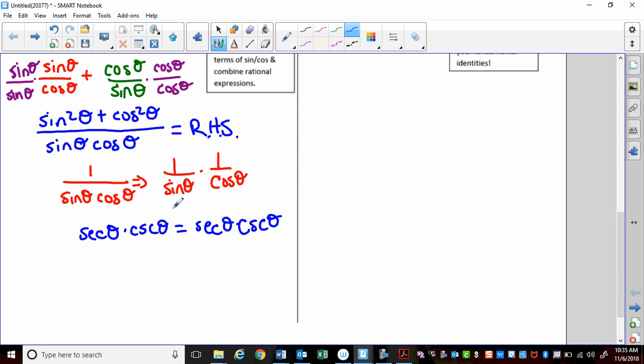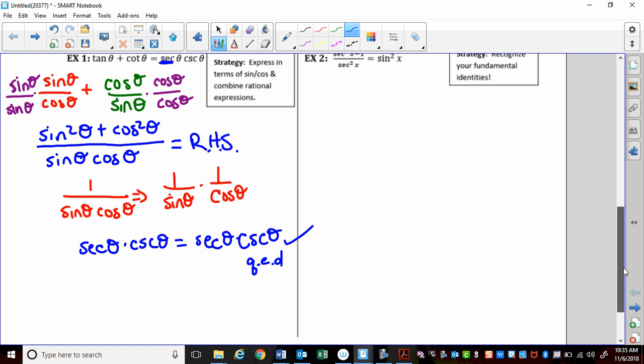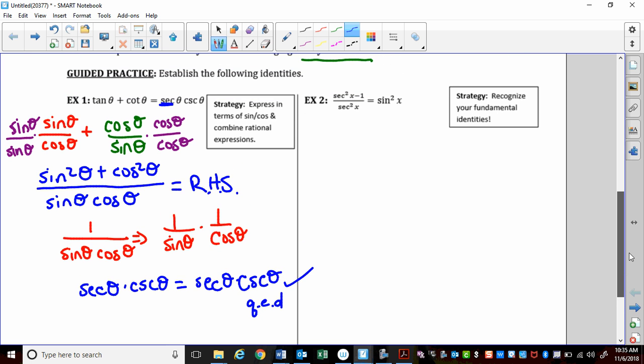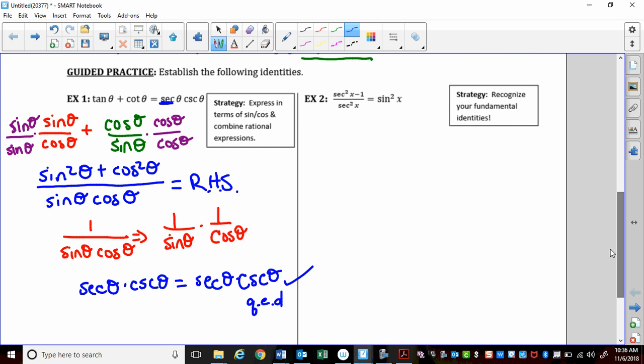And then, so we have proved it, we're done, and then we can write QED. Okay. That means we're done. Alrighty. Example 2, let's try this one together.